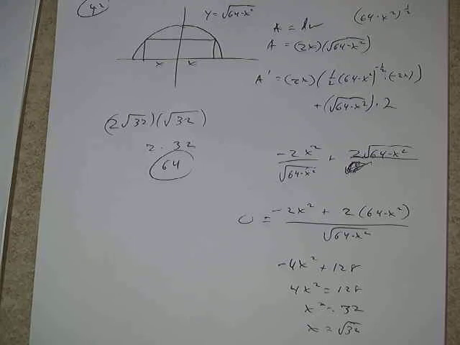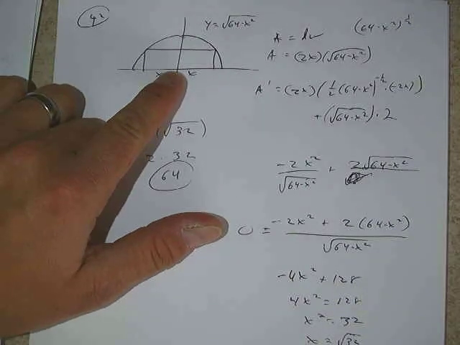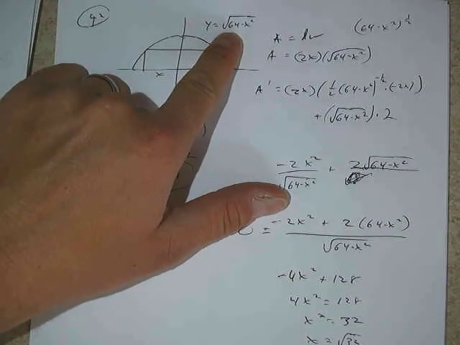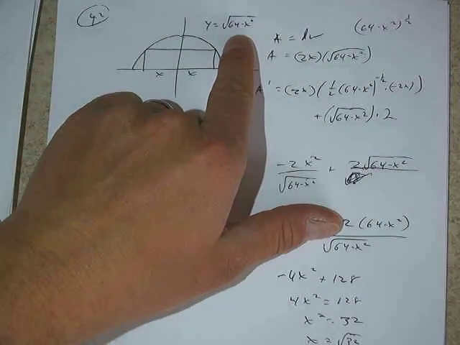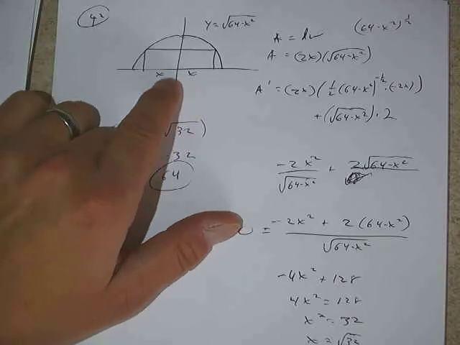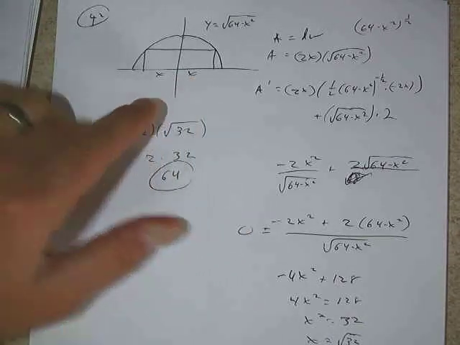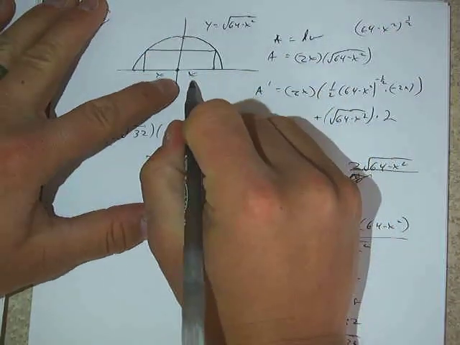Into our area function, which was this. So we got 2 square root of 32. And then in the parentheses I'd add square root of 32 again. So I'm going to put a square root of 32 into here and get 32. 64 minus 32 would be 32. And so those two multiplied together would give me 32. So 2 times 32 would be 64. And that would do it.